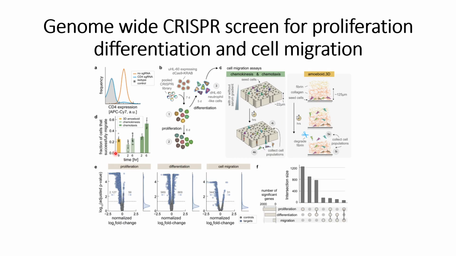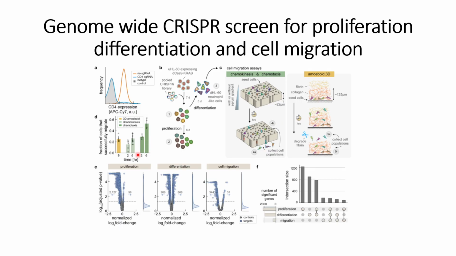Here the results show the fraction of the cells that are able to migrate. In the case of the 3D assay, around 25% of the cells are able to migrate after 9 hours. For chemokinesis, after 2 hours around 18% of the cells migrate, and after 6 hours around 30%. But for chemotaxis, more cells migrate: after 2 hours it is around 30%, and after 4 hours around 50% of the cells are able to migrate.